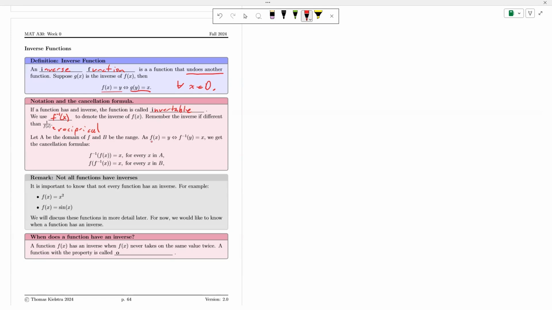It is important to know that not every function has an inverse. For example, f of x equals x squared and f of x equals sine of x do not have inverses. We will discuss these functions in more detail shortly. For now, we'd like to know when a function does have an inverse. When does a function have an inverse? A function f of x has an inverse when f of x never takes the same value twice. A function with this property is called one-to-one.